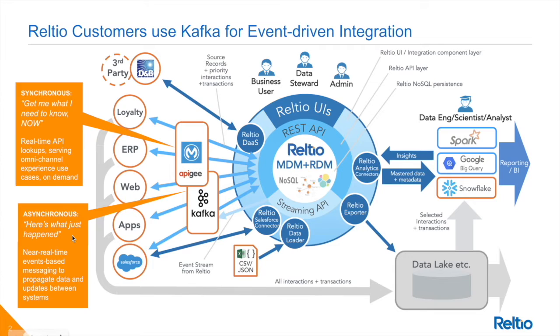And then there's asynchronous. Asynchronous is everything from near real time all the way through to batch. But when we think about the near real time asynchronous connections, customers are using Kafka and other mechanisms to share information. So if we characterize the behavior of these different integration categories, synchronous is get me what I need to know now. Asynchronous is here's what just happened.